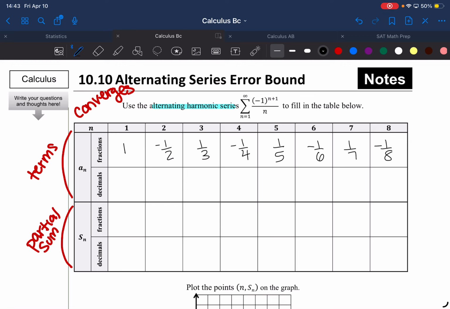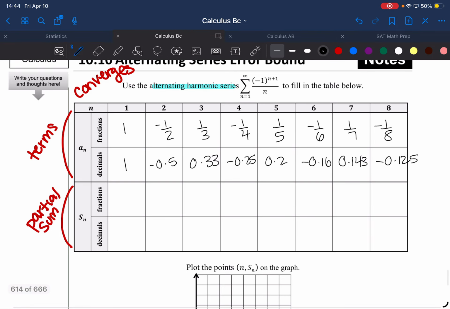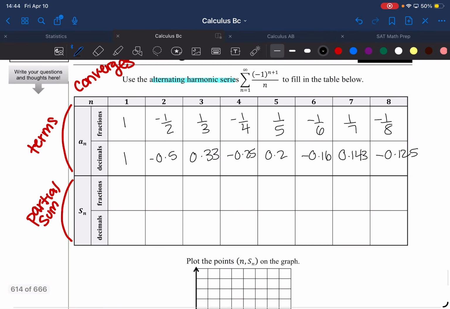Okay, and then we would convert all of this into decimals. So 1 stays as 1, negative 1/2 is negative 0.5, etc. So I'm just going to copy all these down. Okay, the decimals are there because it's going to help us graph this in just a moment. So it's not something that you would have to convert to decimals, but decimals are easier to graph than fractions.